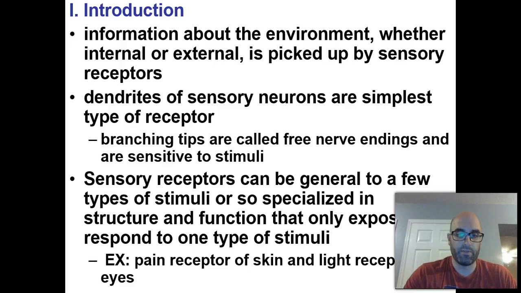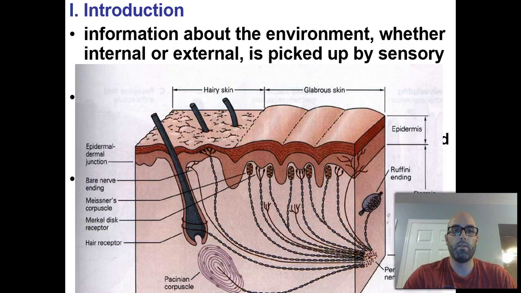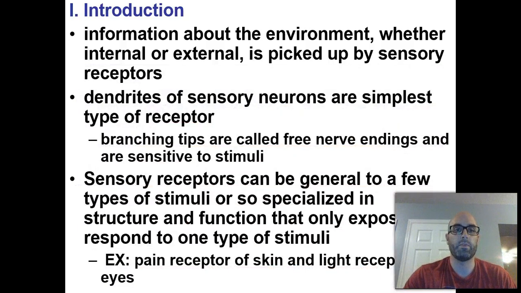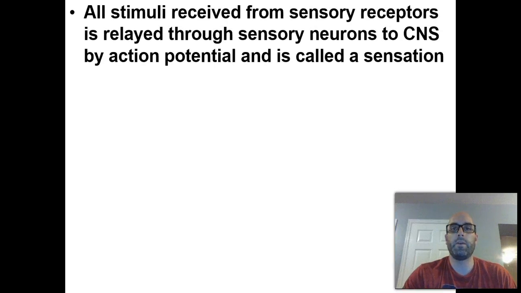For example, the pain receptors of your skin and light receptors of your eyes are specialized to receive stimuli only in association with pain or light. The photoreceptors of your eyes don't pick up pain reception because they're so specialized they don't serve that function. And what you have here are just some examples of various sensory receptors.